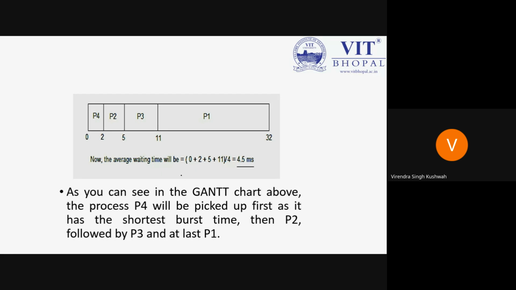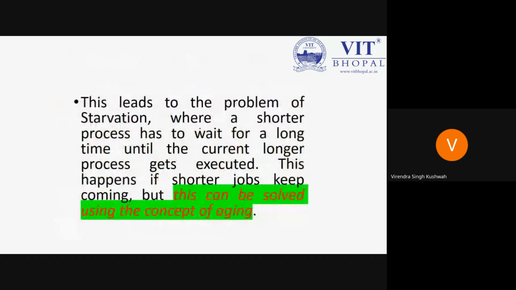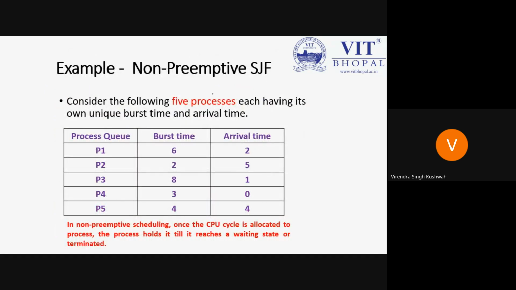Let me share my PPT, or let me continue this point. I'm just moving to the example. If this numerical is clear, you can note down this problem in your register, notebook or copy, whatever you have. You have to note down this question and solve this problem along with me, so you will understand the problem very easily. So we have an example: first example, non-preemptive shortest job first, but here we have the arrival time. In non-preemptive scheduling, once the CPU cycle is allocated to the process, it holds it until it reaches the waiting state or terminates. This is the important point you have to remember.